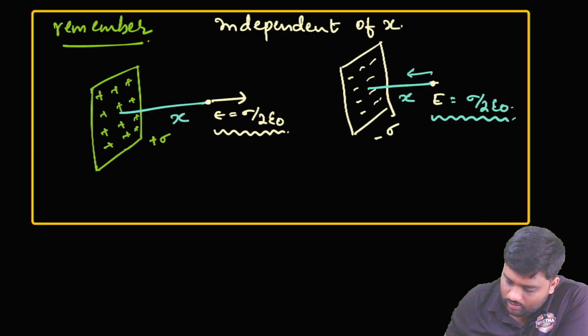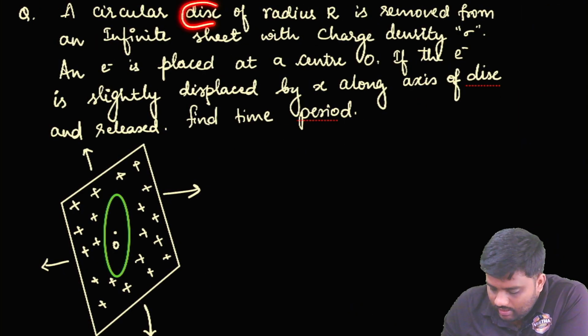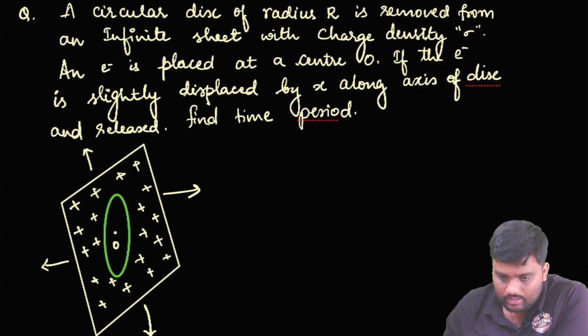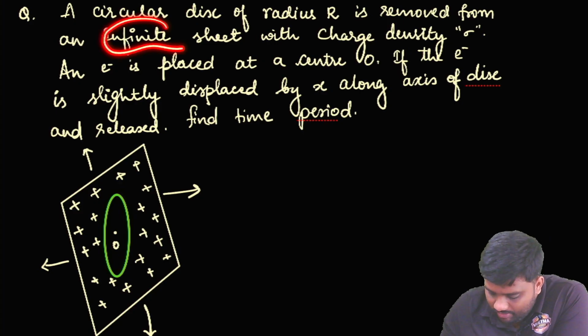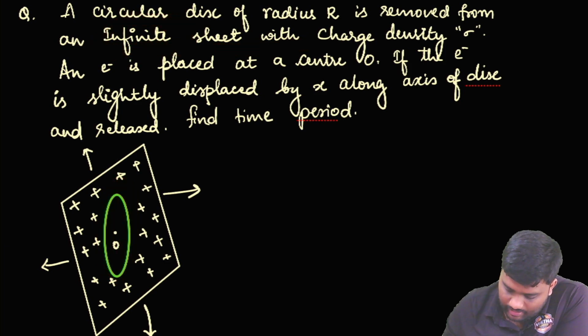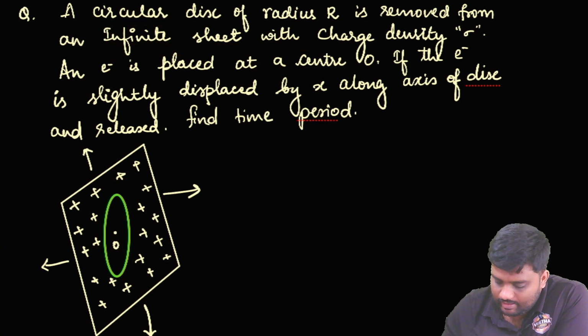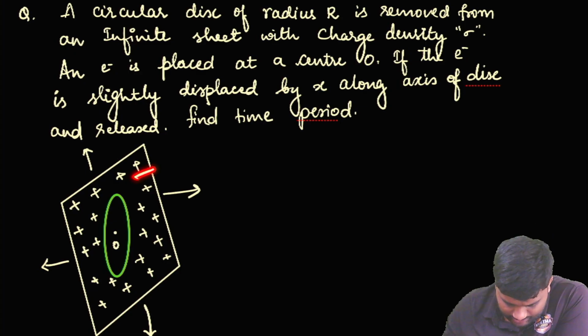ಆಯ್ತಾ, ಇದ್ರ ಮೇಲೆ ಒಂದು ಕ್ವೆಶ್ಚನ್ ಮಾಡೋಣ. See here, there is a circular disk of radius r removed from an infinite sheet. ಇದ್ರದೊಂದು ಏನಿದೆ, ಸರ್ಕ್ಯುಲರ್ ಡಿಸ್ಕ್ ಇದೆಯಂತೆ, ಇದನ್ನ ಅವರು ಇನ್ಫೈನೈಟ್ ಶೀಟ್ ಇಂದ ರಿಮೂವ್ ಮಾಡ್ತಾ ಇದಾರಂತೆ, ಚಾರ್ಜ್ ಡೆನ್ಸಿಟಿ ಸಿಗ್ಮಾ ಅಂತ. ಇನ್ಫೈನೈಟ್ ಶೀಟ್ದು ಚಾರ್ಜ್ ಡೆನ್ಸಿಟಿ ಎಷ್ಟಿದೆ, ಸಿಗ್ಮಾ.